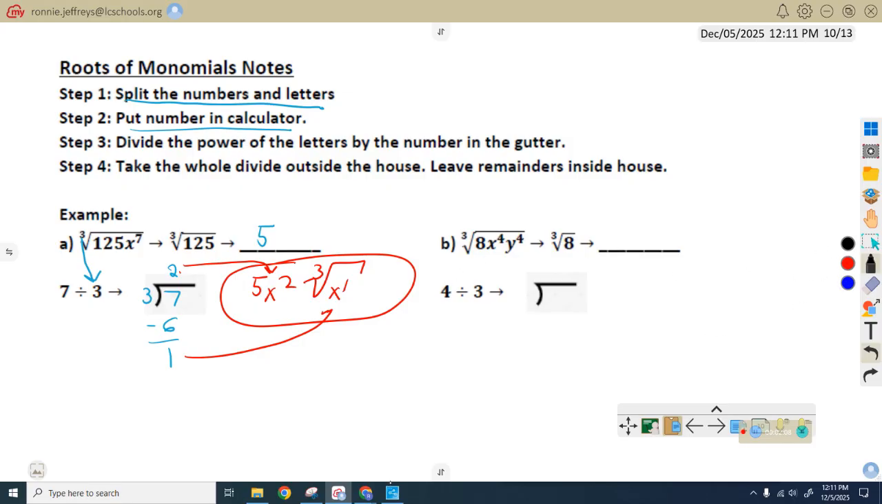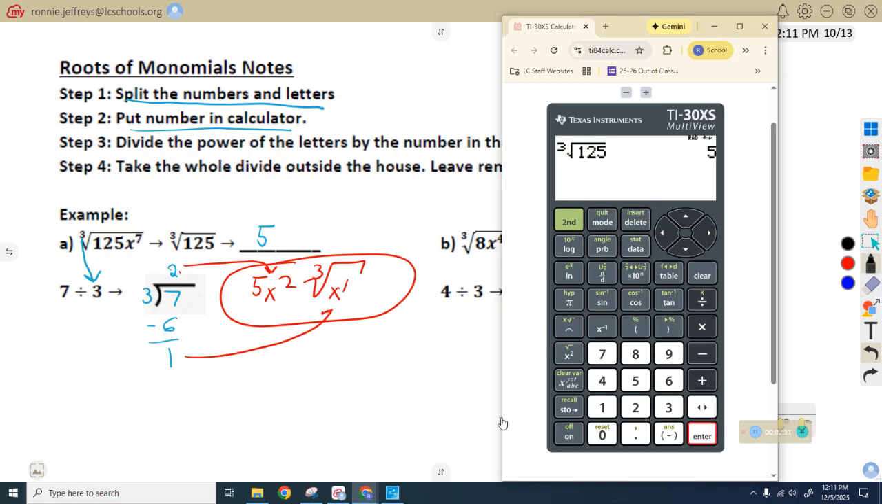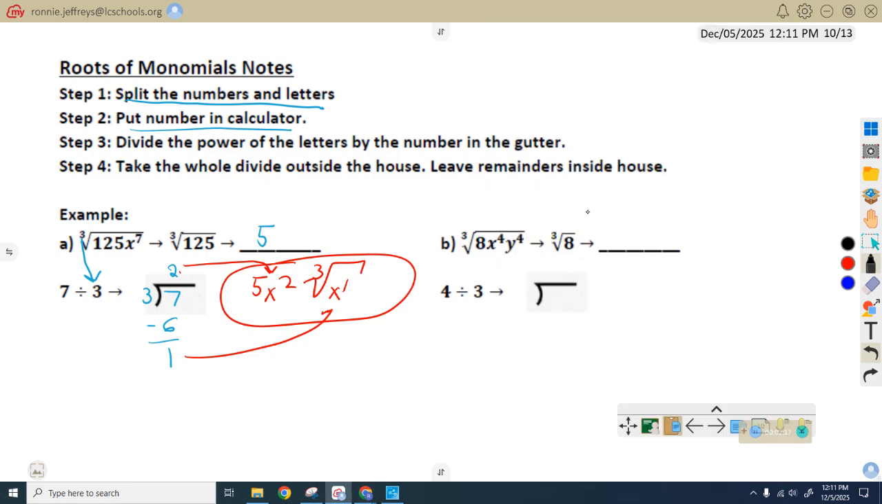All right, so cube root of 8, I think we almost know that one by heart, but we're still going to do it in the calculator just to make sure. Yes, we get 2. So in our final answer, we're going to have a 2 right there. We have 2 different letters this time. We have an x and a y. They're both to the 4th power. That's why it only has 4 divided by 3. So our power is divided by our gutter number right here.